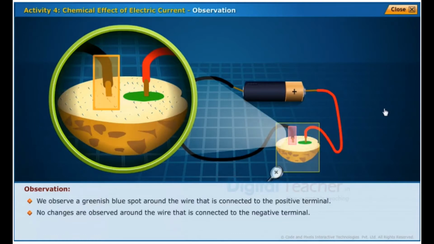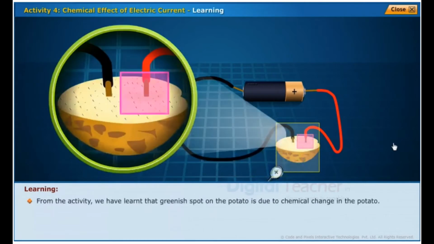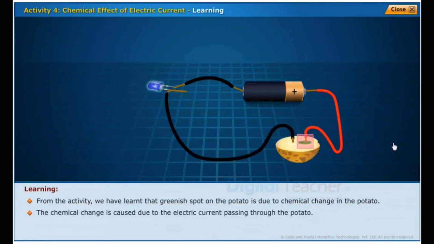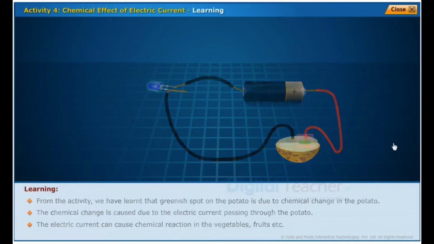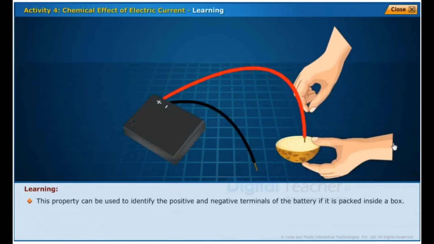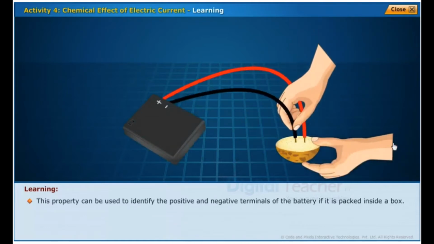From this activity, we have learned that greenish spot on the potato is due to chemical change in it. The chemical change is caused due to the electric current passing through the potato. The electric current can cause chemical reaction in vegetables, fruits, etc. This property can be used to identify the positive and negative terminals of the battery if it is packed inside a box.